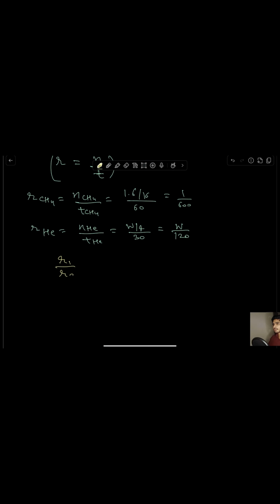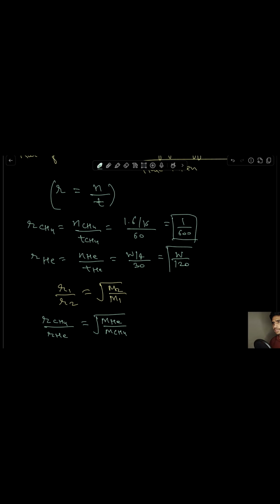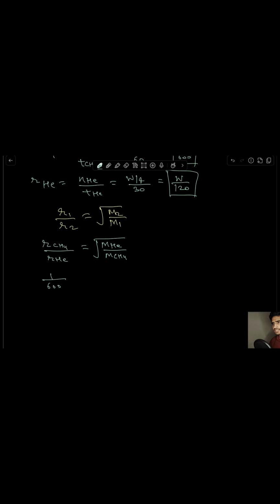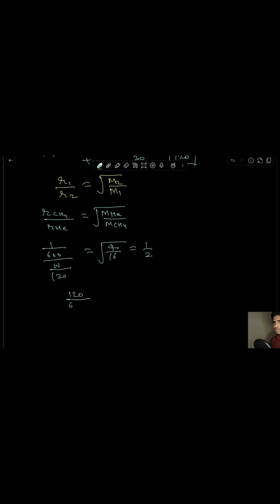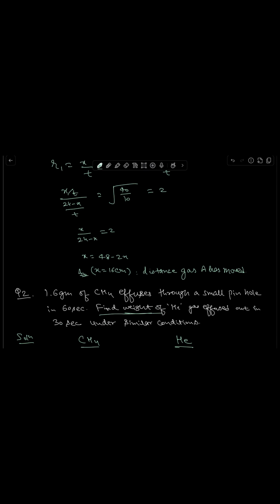And we know that R1 by R2 is the square root of M2 by M1. So 1 is CH4, 2 is helium, and we can solve this very easily. We'll put in these values, that is R of CH4 and R of He. We got 1 divided by 600, divided by W divided by 120, should be equal to the square root of 4 divided by 16, which will come out to be 1 by 2. So 120 divided by 600 W should be 1 by 2. So 240 should be 60 times W. We can further solve it and get the value of W. It will come out to be 0.4 grams, right? So this will be our answer, the weight of He gas effused out in 30 seconds.